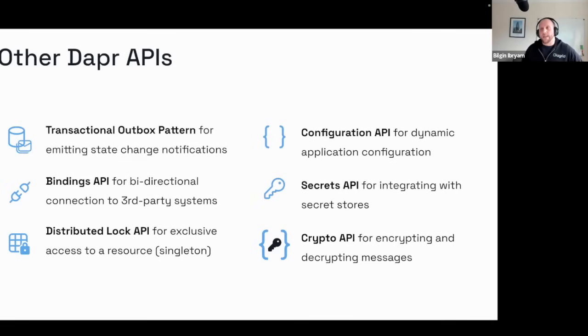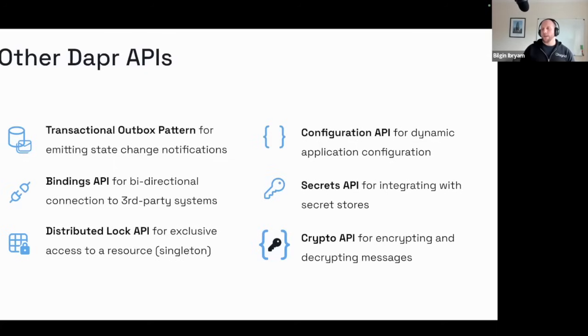I'll just list those. Like the transactional outbox pattern is actually a capability of the state API. So when you are writing to a state store with a single configuration change, you can make Dapr also transactionally emit changes to a message broker that carries the state change. The binding APIs allow bidirectional connectivity to third-party systems such as Twilio. That's basically the connector pattern, right?